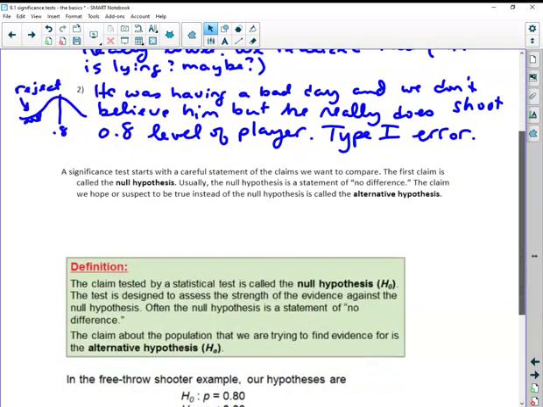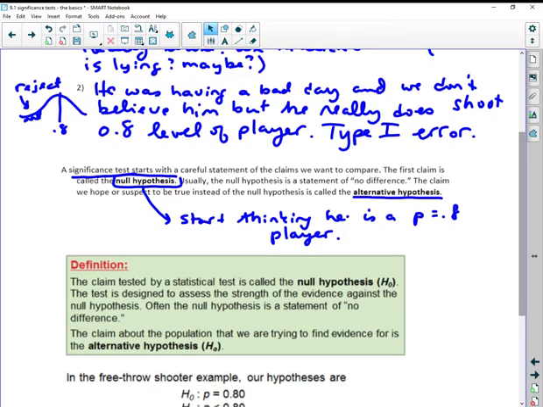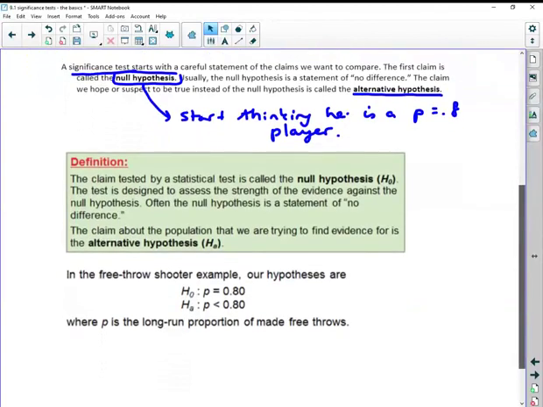So that's the idea of what's going on, and we're going to be doing significance tests where we carefully look at our null hypothesis, where we give the player the benefit of the doubt. We're going to start thinking he is a P equals 0.8 player, but we're going to look for evidence against this claim. That evidence will be the p-value that we get, and then we'll be looking at the alternative hypothesis if we can reject that null.